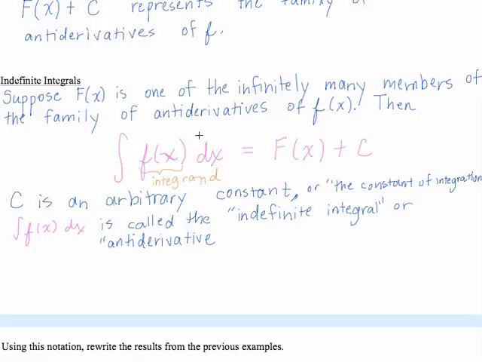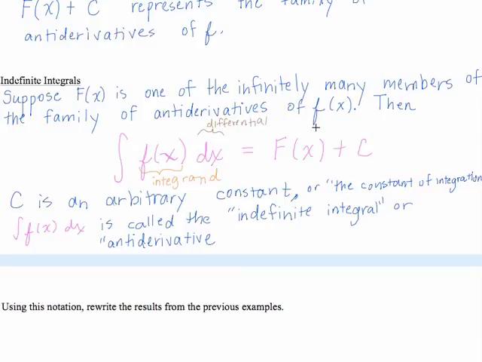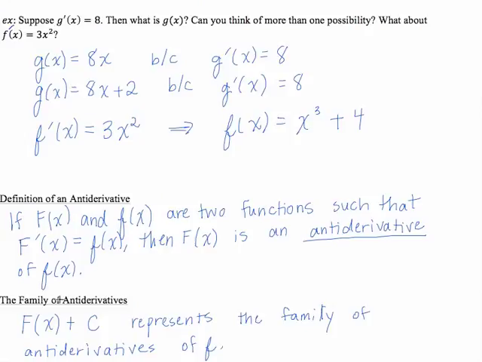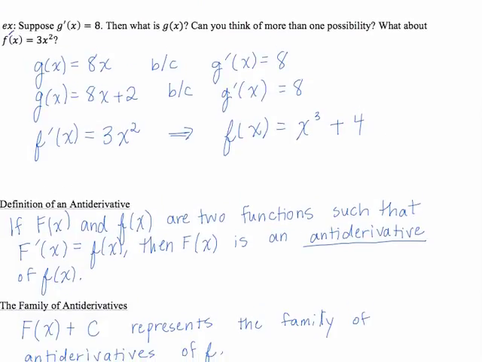And one more terminology for you. The dx is called the differential. So using this notation, let's go rewrite the results from up here. Using this new notation, we can say the antiderivative of 8 dx is 8x plus c. Or over here we can say the antiderivative of 3x squared dx is x cubed plus c.